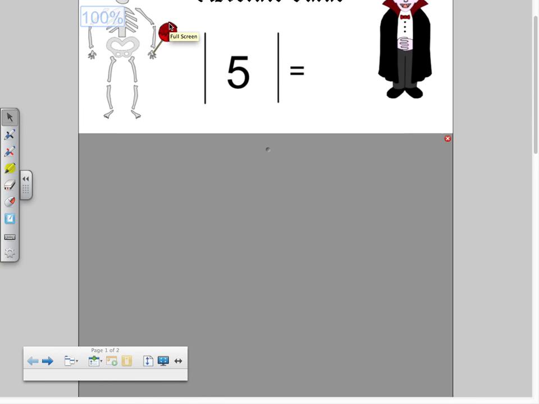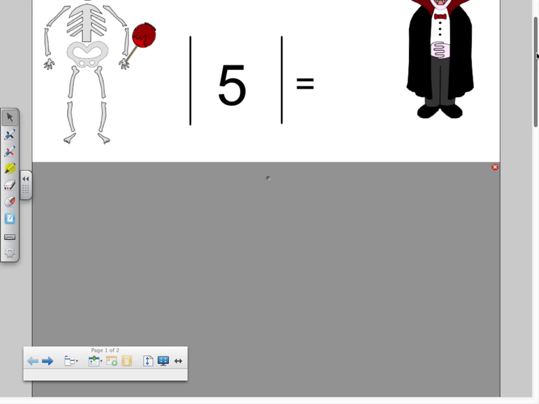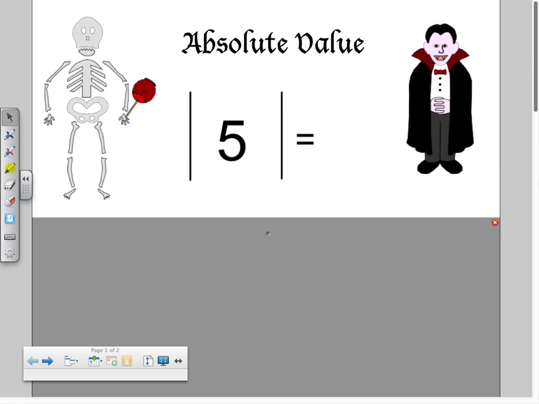Today's lesson is on the absolute value. So it's a spooky lesson. Can you see my cool skeleton eating a candy apple? And don't be scared of the vampire. So I hope you like my graphics, but here we go.